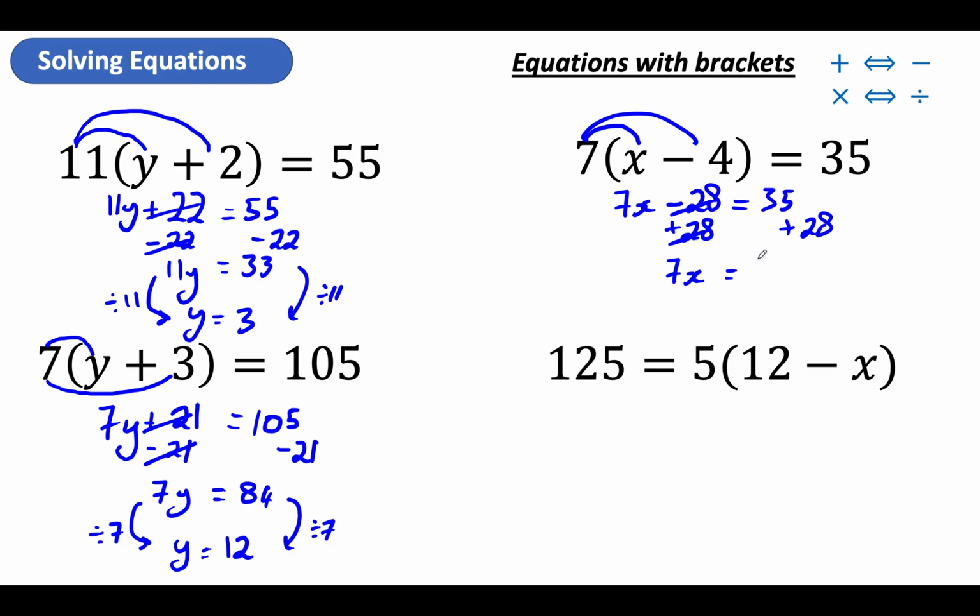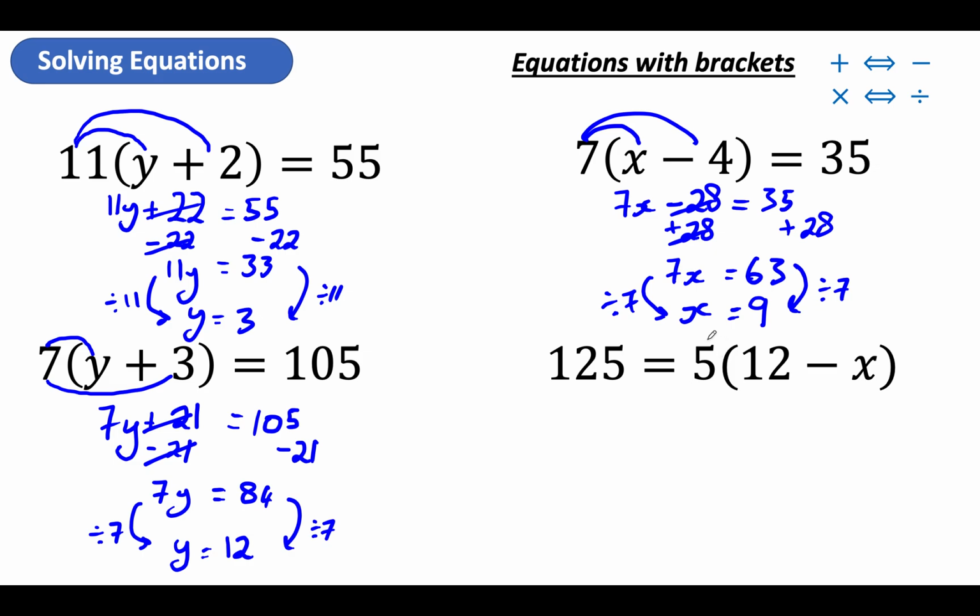And that is going to be 63, because 35 plus 28 is 63. And then last step, I don't want 7x, I just want 1, so divide by that number touching the letter, which leaves you with 63 divided by 7, which is 9, because 9 sevens are 63. My mystery number was 9.